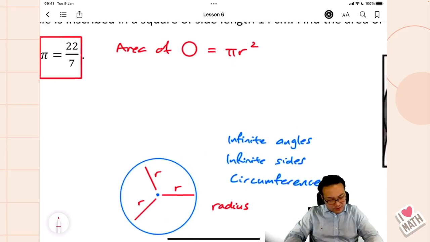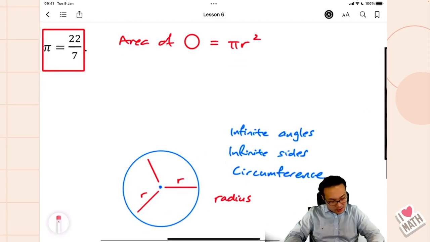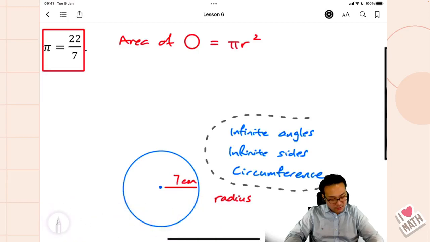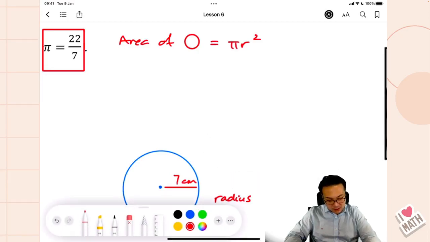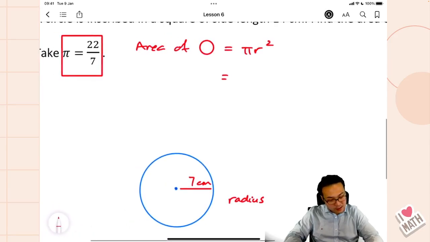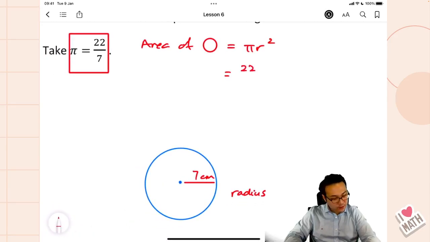Okay, so for example, if I have a circle and the radius of the circle is 7 centimeters, how do we find the area? Come, let's find the area. You just say it equals pi, which is given to you in the question, times r. What is the radius? 7, right? Squared. What is the meaning of squared?